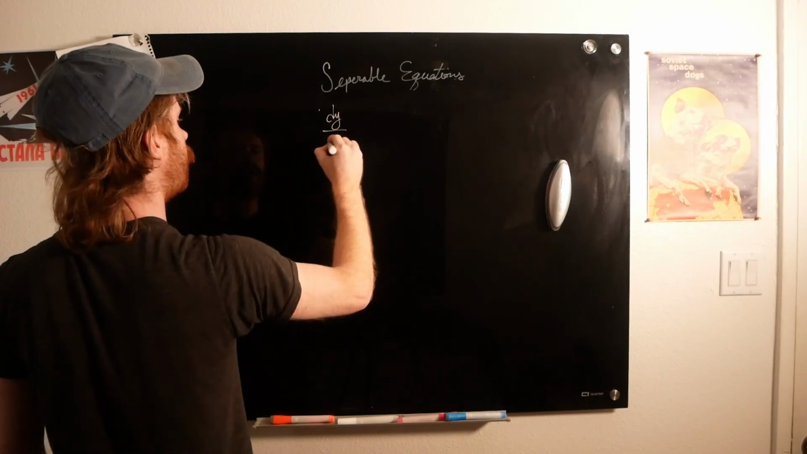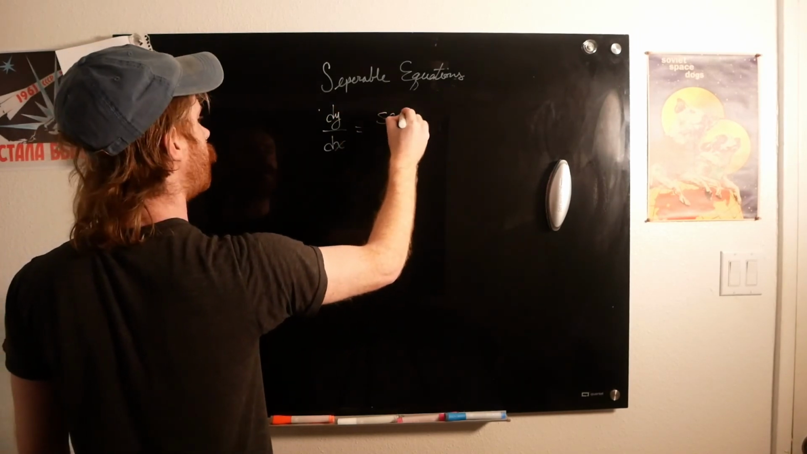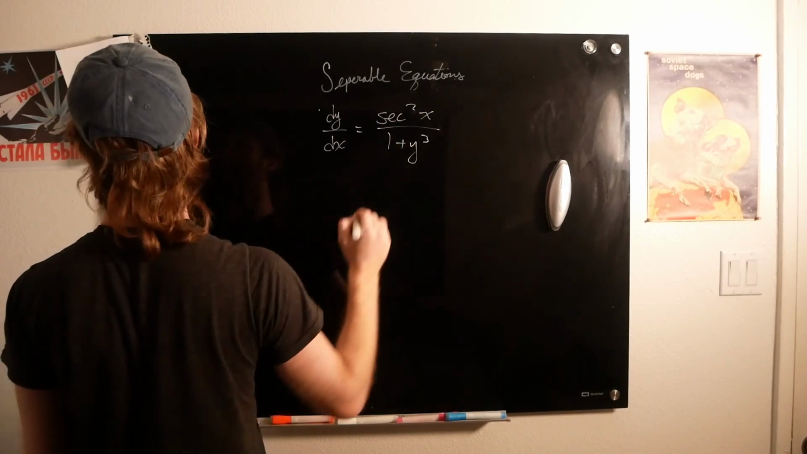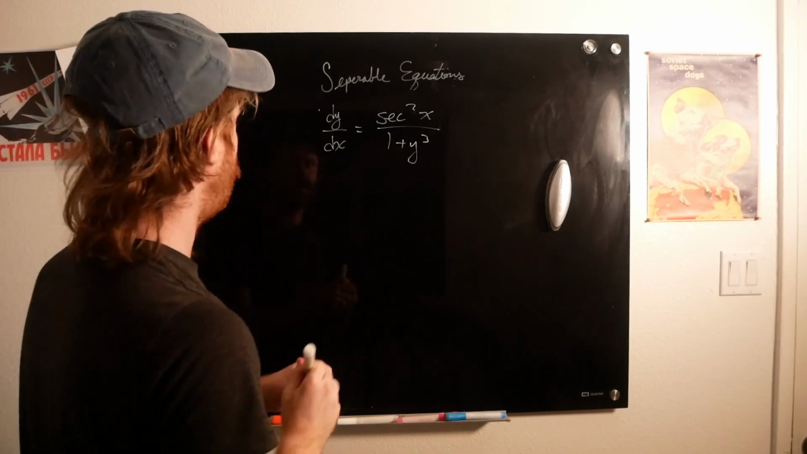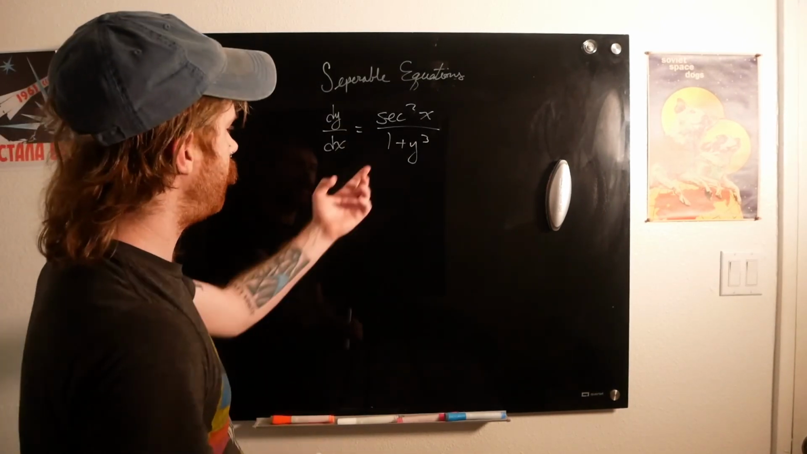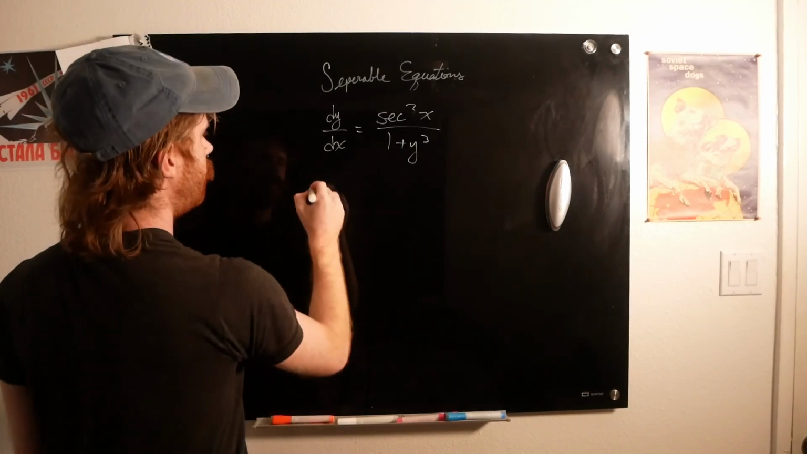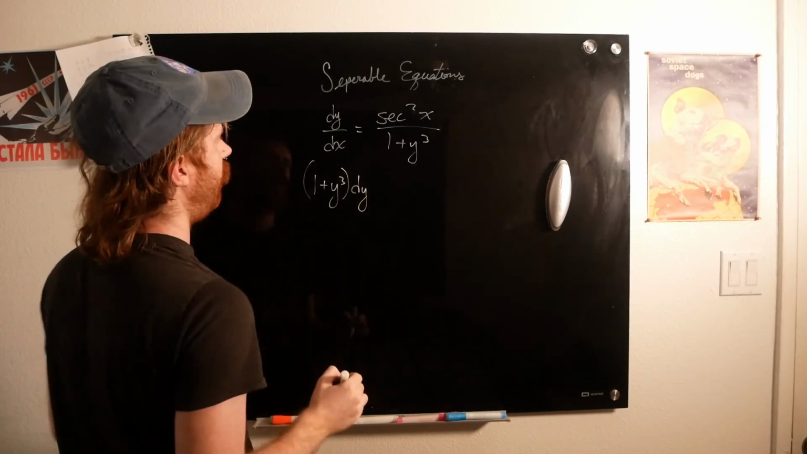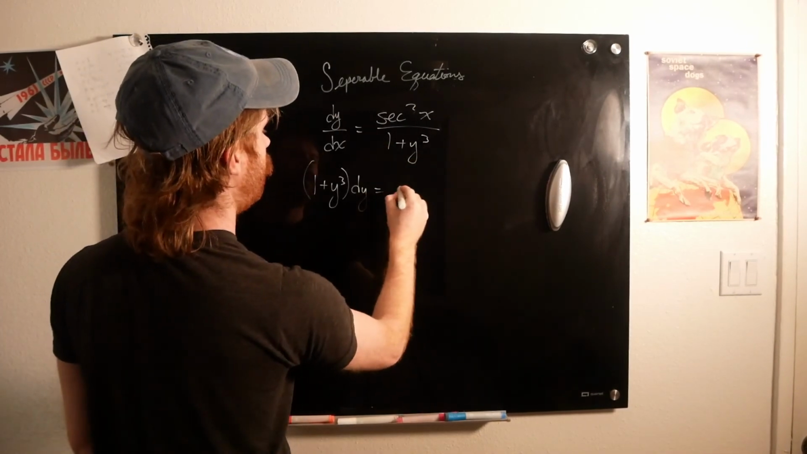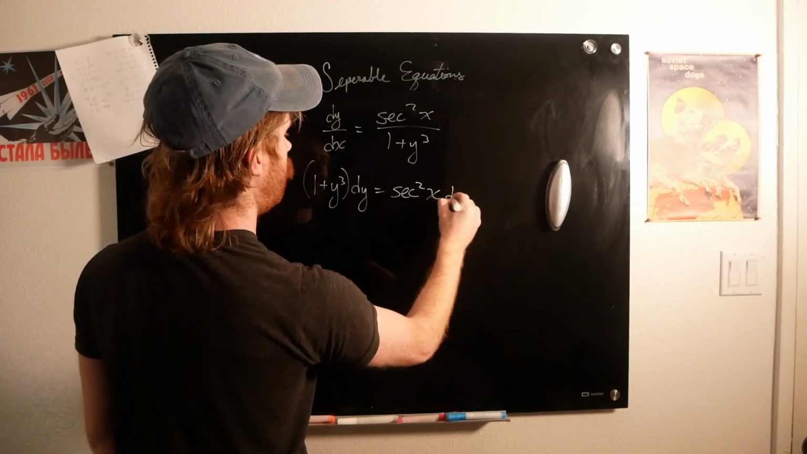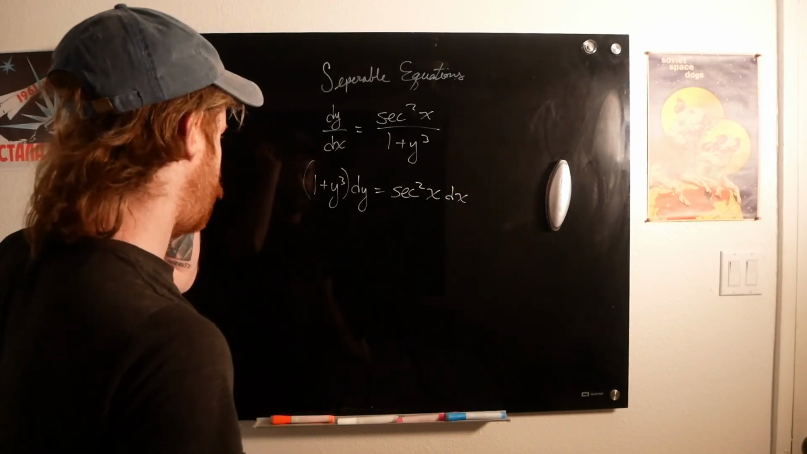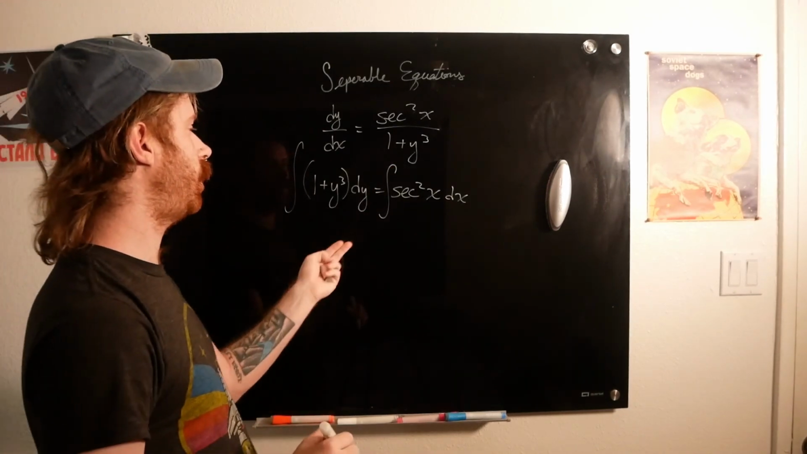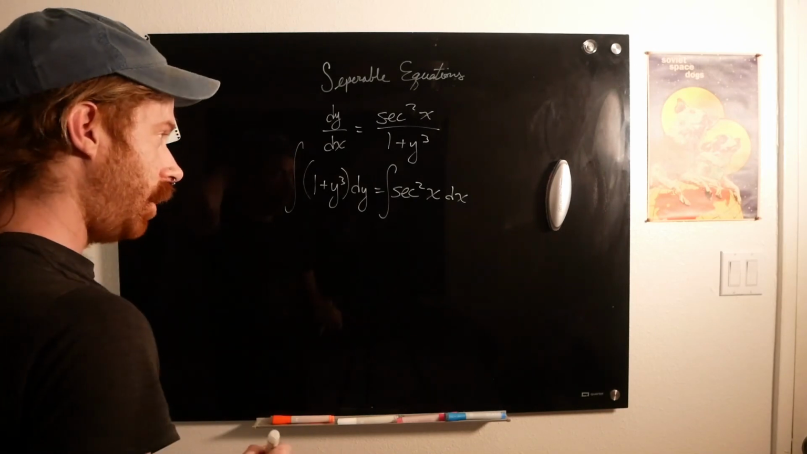So dy over dx equals secant squared of x over 1 plus y cubed. Okay, so now we'll do the same thing. We're going to multiply both sides by 1 plus y cubed, and then we're going to multiply dx over to this side. So now they're both integratable because we have only terms of y on the left, only terms of x on the right.